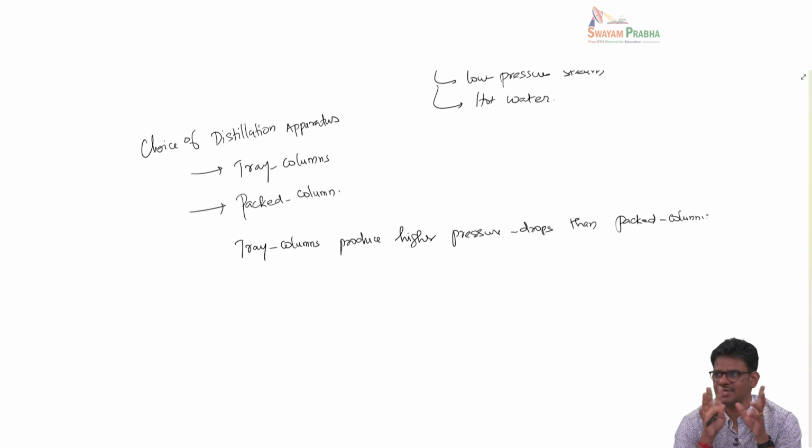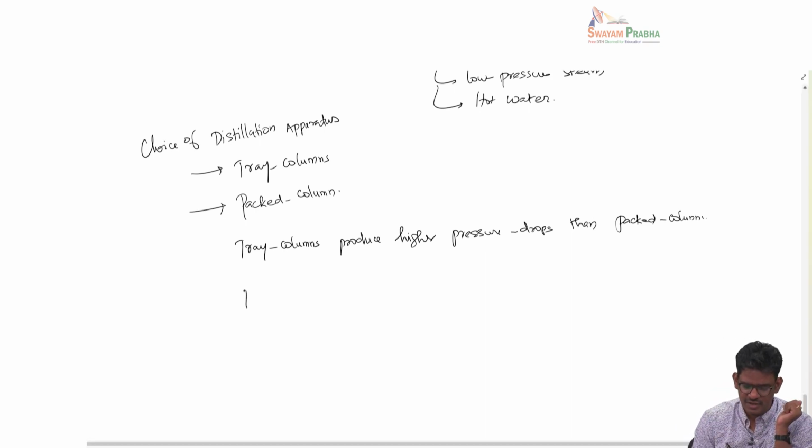Okay, because of these differences in the flow pattern, you will see that the tray column delta P, the pressure drop, is much higher compared to a similar operation for a packed column. So now when we think about vacuum distillation, where the operating pressure itself is low, we cannot use a tray column because it offers very large pressure drop. Okay, we can put some numbers and see the context of this.